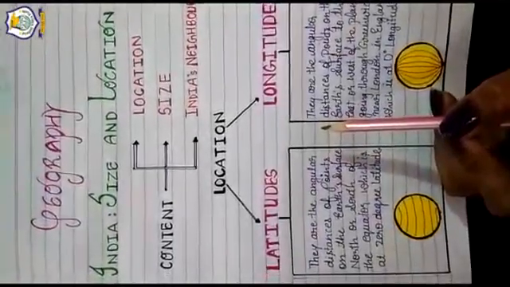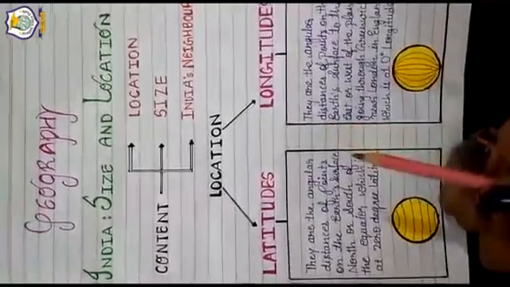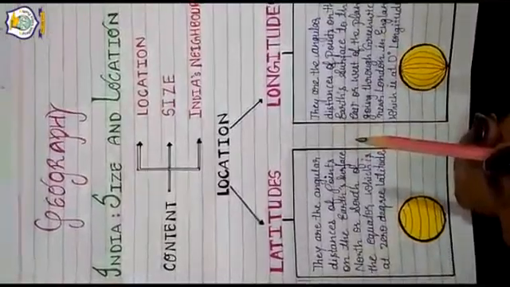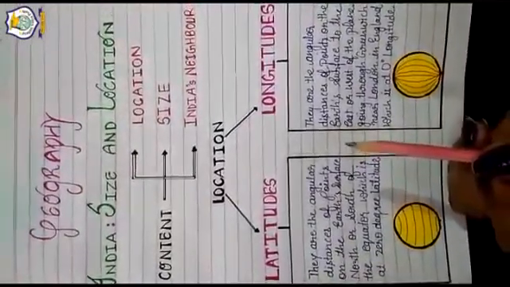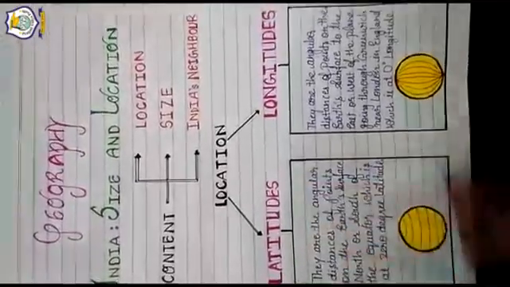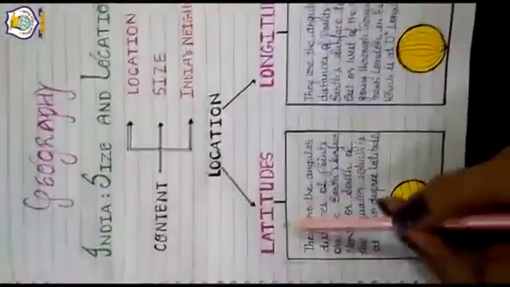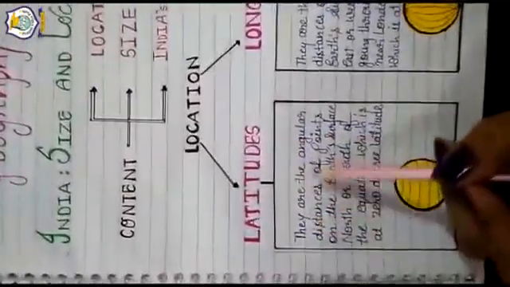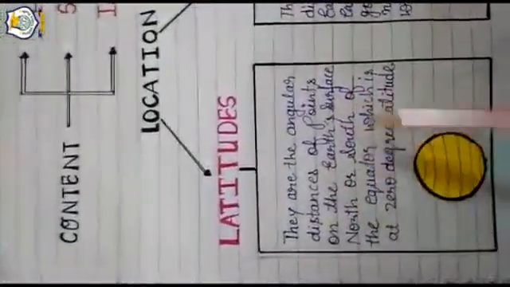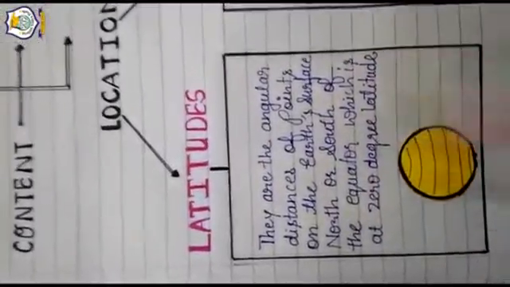Let's look at India more precisely. If we want to see the location of India, we need some fixed point and direction. For that, we will discuss latitudes and longitudes. First I will tell you about latitudes. They are the angular distance of points on the Earth's surface north or south of the equator, which is at 0 degree latitude. So these horizontal lines are latitudes.